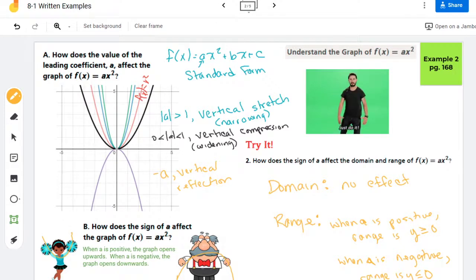So there we have it, guys. That is understanding the graph of ax squared. So that's so you know what a does.